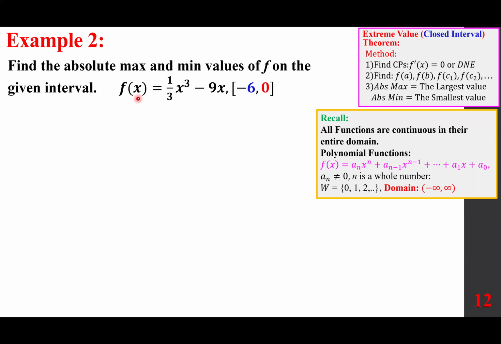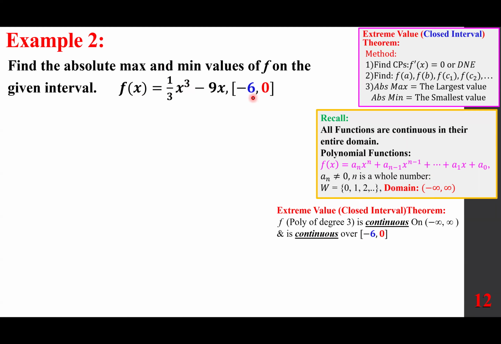As you look at this function, you notice it's a polynomial of degree 3. Therefore, the domain is all real numbers, and it's continuous from negative to positive infinity, which makes it continuous in the given interval of -6 to 0. So we write: f is a polynomial of degree 3, is continuous on the interval of negative to positive infinity, and therefore is continuous over the given interval of -6 to 0. Therefore, now we can move on with the extreme value or closed interval theorem.